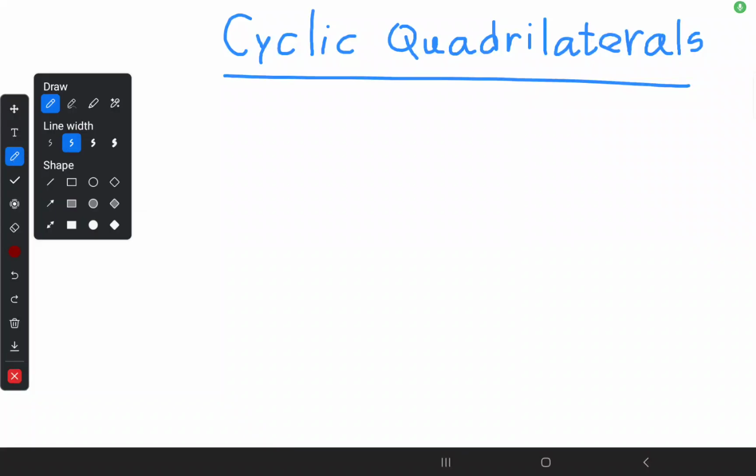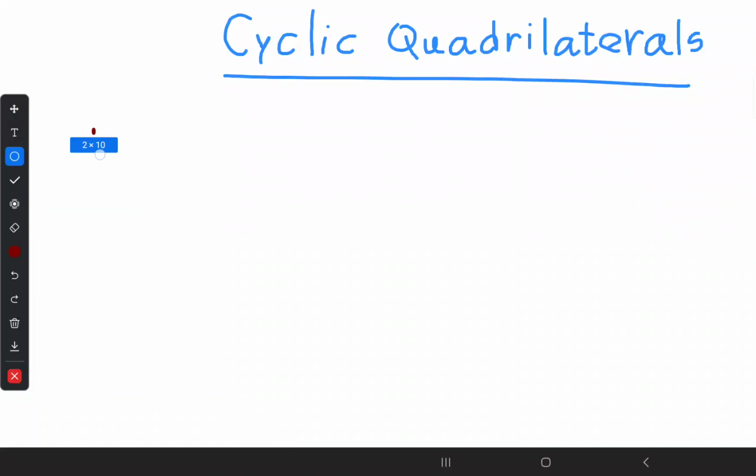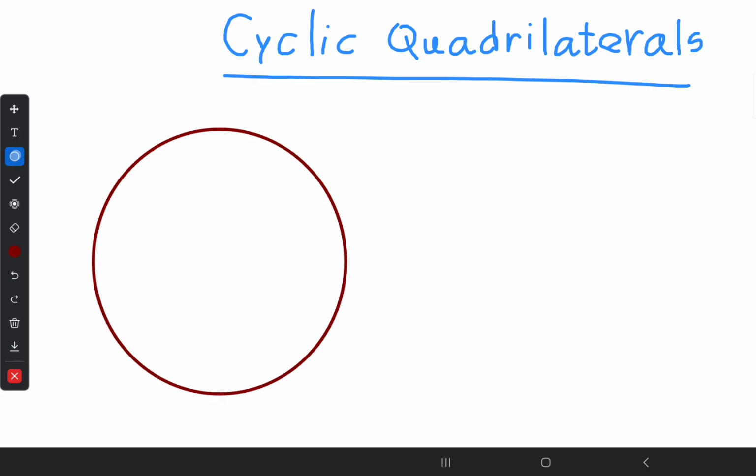Okay, cyclic quadrilaterals means when we have a circle. This is our circle. In a circle, when we connect 4 different points, those located on the circumference of the circle, for example when I connect 1, 2, 3 and 4, it gives you a closed shape.